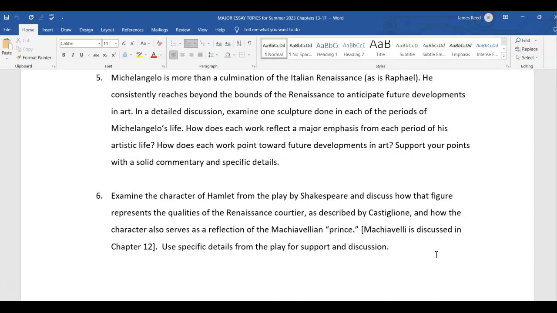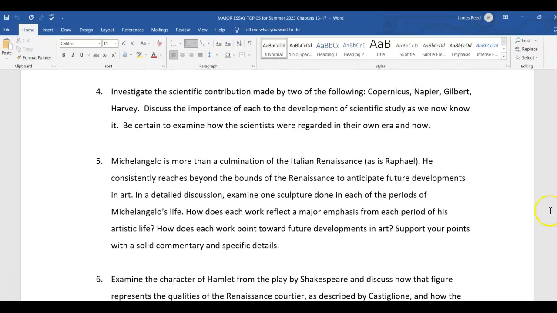And then you're going to take the traits that are detailed in the textbook about Castiglione's courtier and the details about Machiavelli's prince and how Hamlet then fits those, and argue that view. So that will allow those of you who are more Renaissance-oriented, literature-oriented, to be able to discuss those.